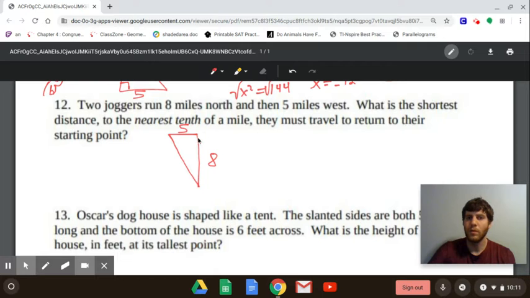Well, we know north and west are going to form a right angle. So we have a right triangle, and we're looking for this distance here. So your legs are your A and B, so a squared plus b squared equals c squared. Your legs are adjacent to your right angle, and then your hypotenuse C is across from it. So 5 and 8 are your A and your B, and then X is going to be your C, and then you need to solve for X in that equation.